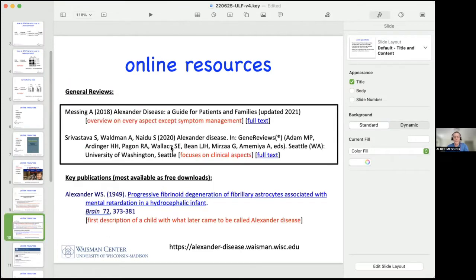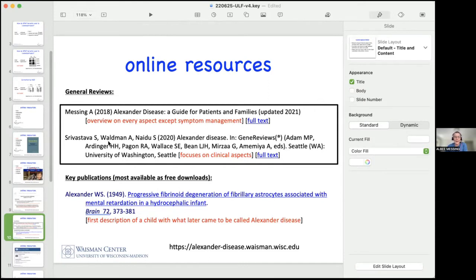There's another part that I also include, which starts off with just some general overviews. I already mentioned the book. It provides the link to getting the full text. This provides an overview on essentially every aspect of Alexander disease, except symptom management. And I left that in the hands of the experts.